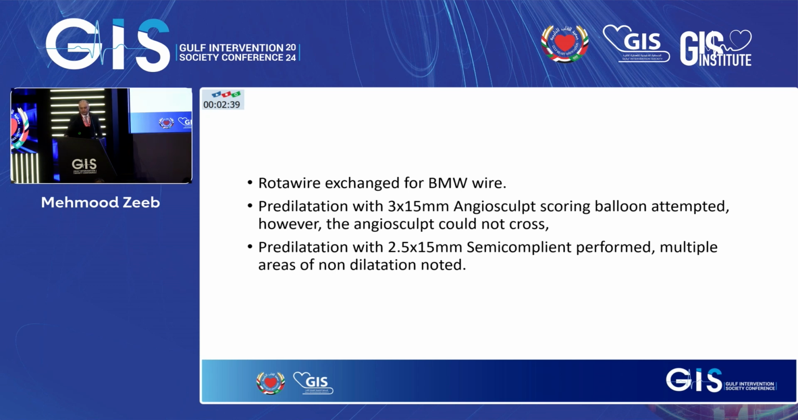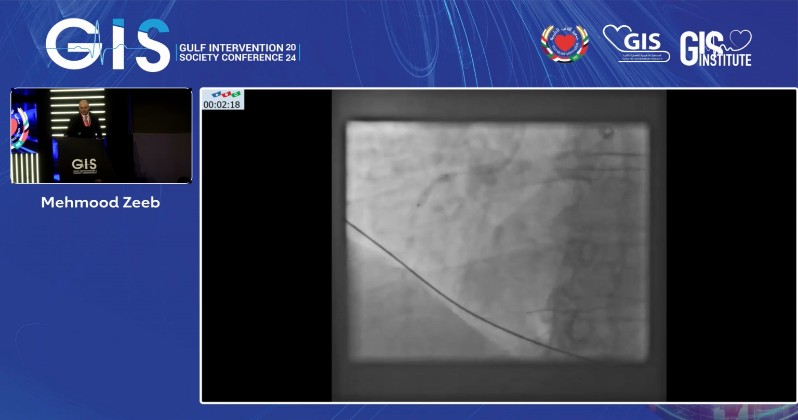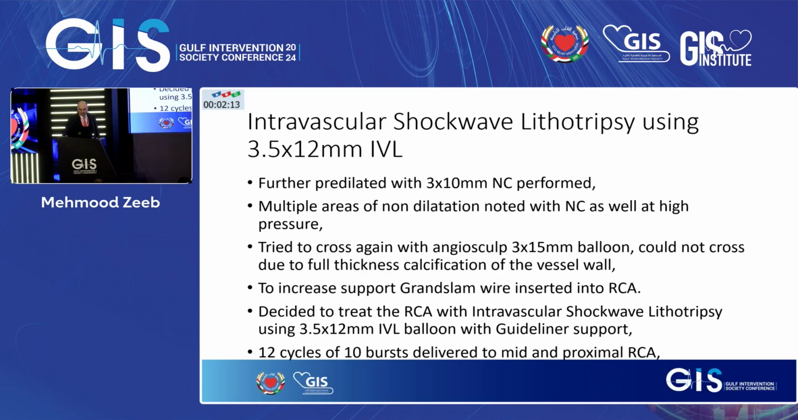I exchanged the RotaWire with a BMW. However, before delivering the stent, I tried to pre-dilate the lesion further with the 3 by 15 millimeter AngioSculpt balloon. Despite multiple attempts, I couldn't deliver that. So I decided to pre-dilate further with a 2.5 by 15 semi-compliant balloon. And multiple areas of non-dilatation were noted. After that, I tried to pre-dilate again with a 3 by 10 NC. In multiple areas, again, I noted non-dilatation.